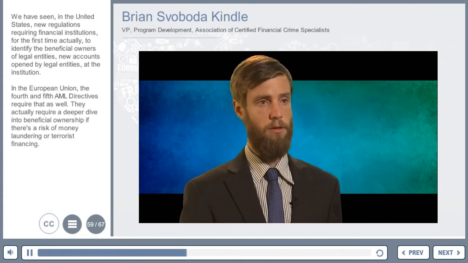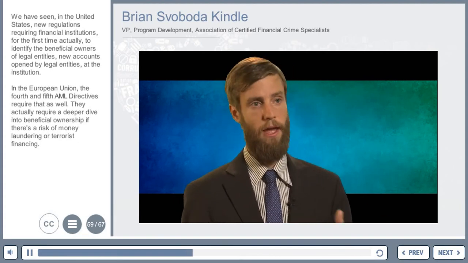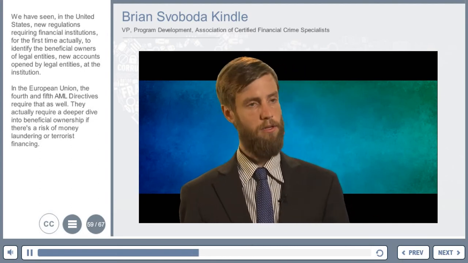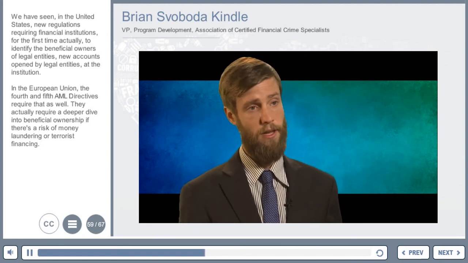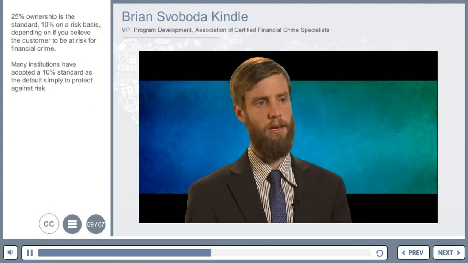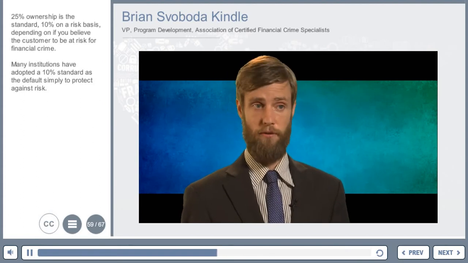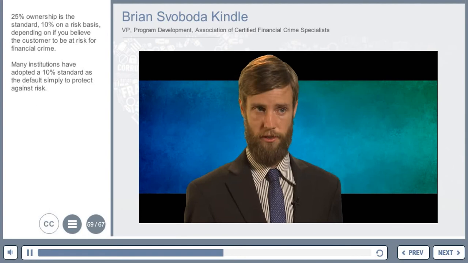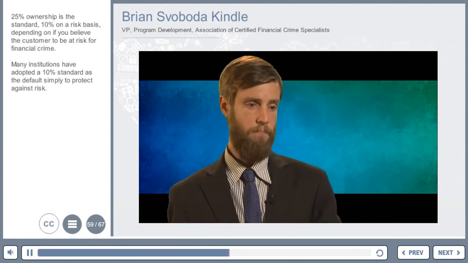In the European Union, the 4th and 5th AML directives require that as well. They actually require a deeper dive into beneficial ownership if there's a risk of money laundering or terrorist financing. 25% ownership is the standard, 10% on a risk basis, depending on if you believe the customer to be at risk for financial crime. Many institutions have adopted a 10% standard as the default simply to protect against risk.